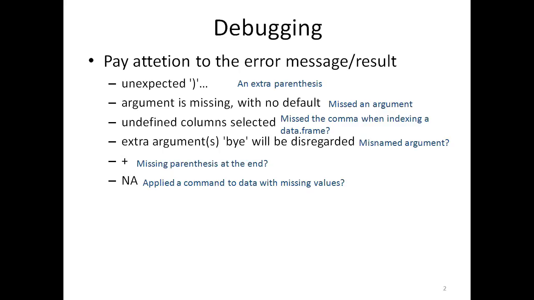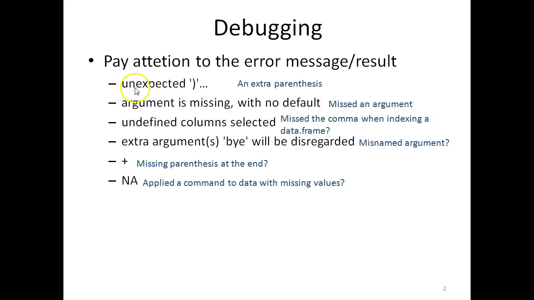The first thing you should do when something doesn't work in R is to actually pay attention to the error message that you usually get, and not just look at it and realize that there's something wrong, but read the text itself. The error message usually contains a lot of important information.